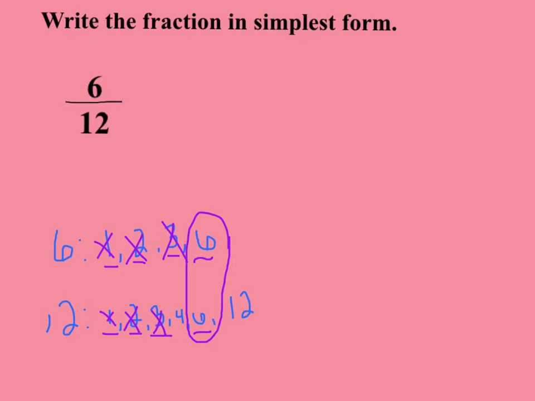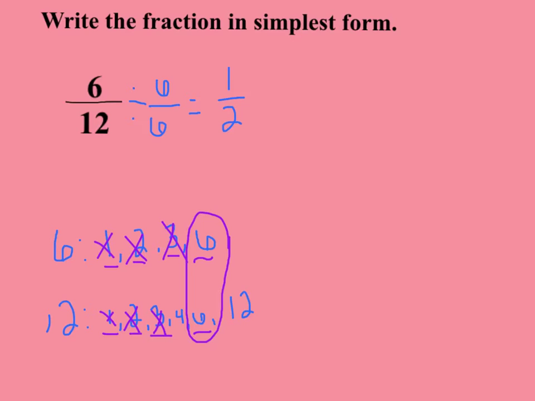So now I'm going to divide my 6/12 by 6. So I'm going to come up here and do 6 divided by 6 and 12 divided by 6, by the greatest common factor. So 6 divided by 6 is 1, and 12 divided by 6 is 2. So 6/12 is equivalent to 1/2, and 1/2 is in simplest form.